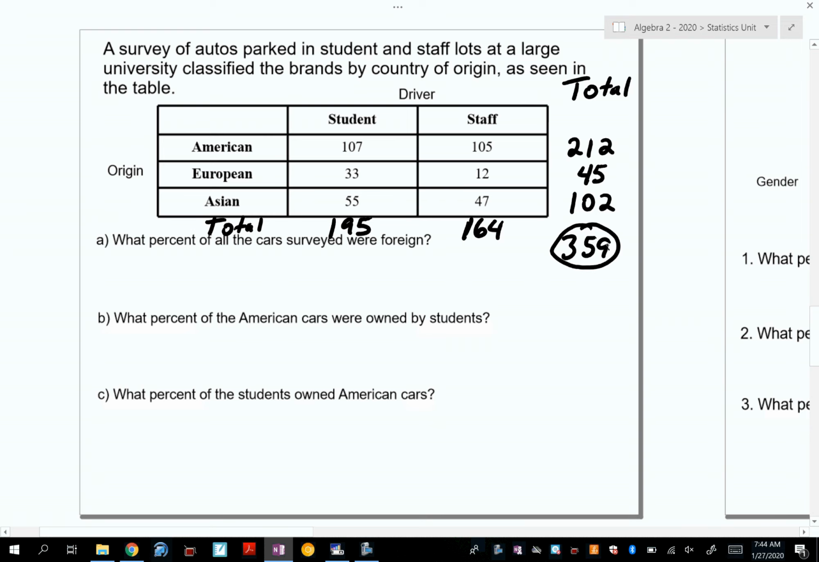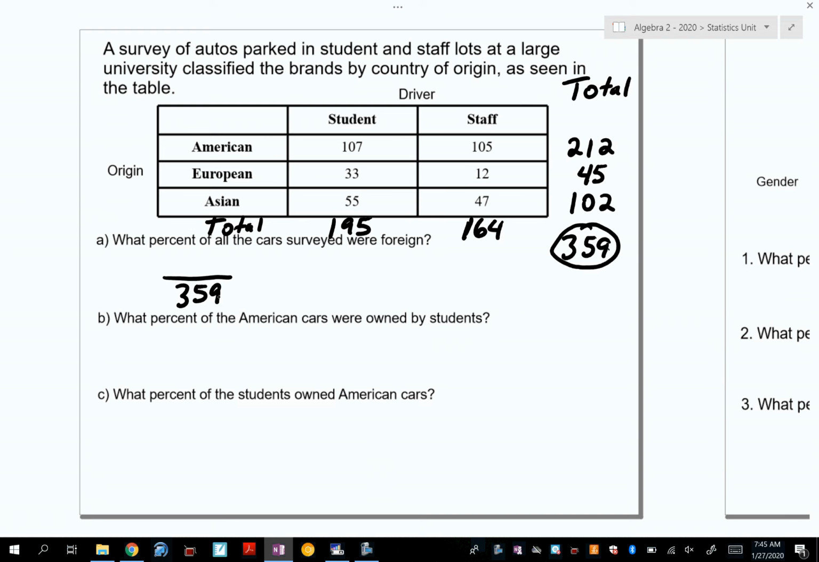Okay, so once you have your marginal distributions written down, now you're ready to try to answer some of these questions. So let's read letter A. What percent of all the cars surveyed? All right, so when I first read that, of all the cars surveyed, how many cars were actually looked at in this survey? 359, very good. So my denominator is going to be 359, right? Of all the cars surveyed. And it says were foreign.